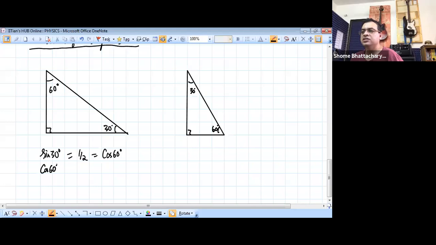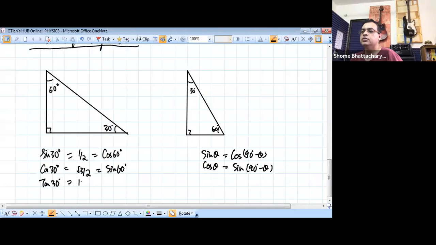Then cos 30 degrees is the same as sine 60 degrees, and that is equal to root 3 by 2. So basically you know the connection that sine of theta is always equal to cos of 90 minus theta. And similarly, cos theta is always equal to sine of 90 minus theta. Hence you can see that this angle is 60, this is 30, like that. And then tan of 30 obviously becomes sine divided by cos, so it's 1 by root 3. So this is one type of triangle that you should know.